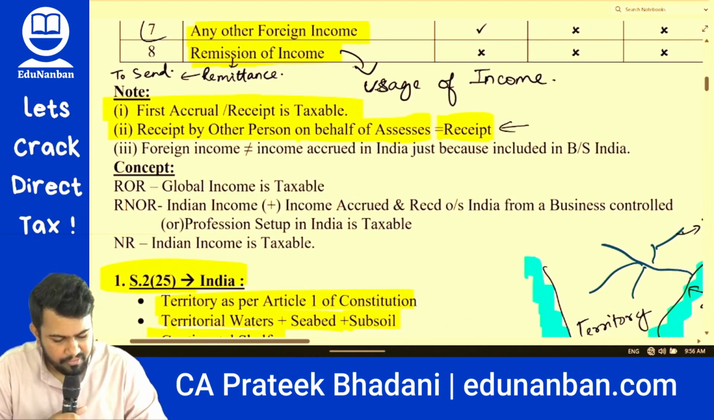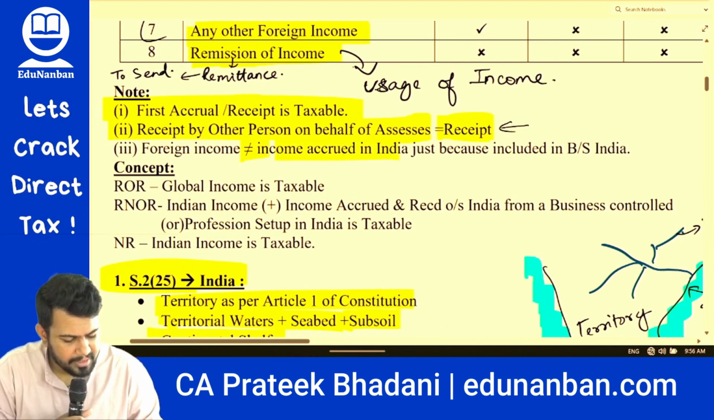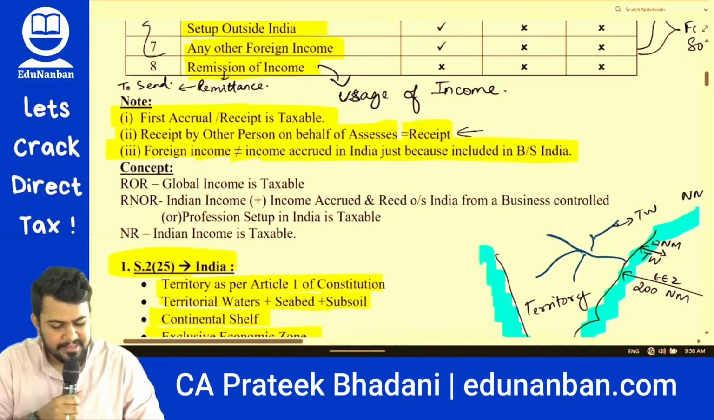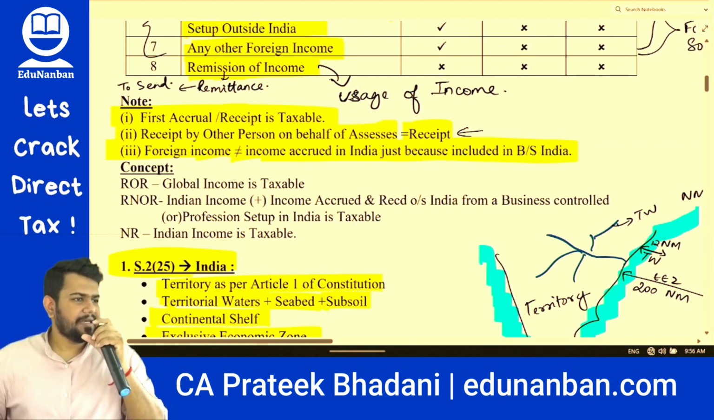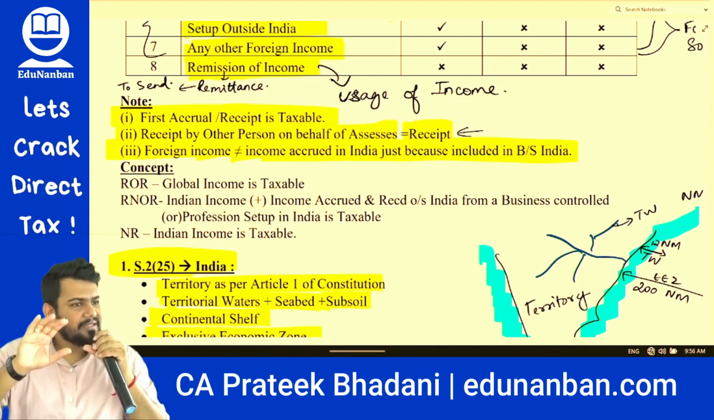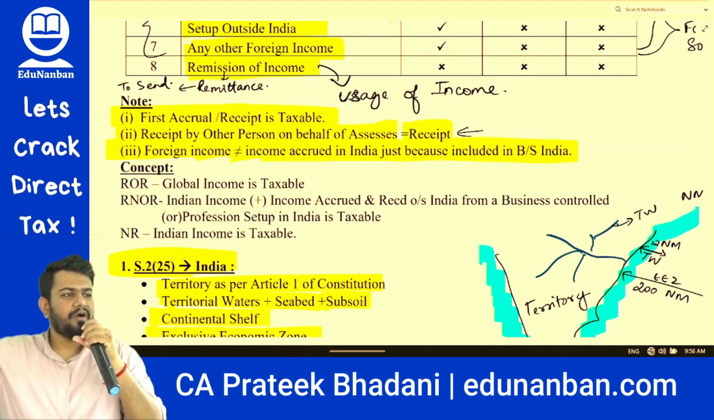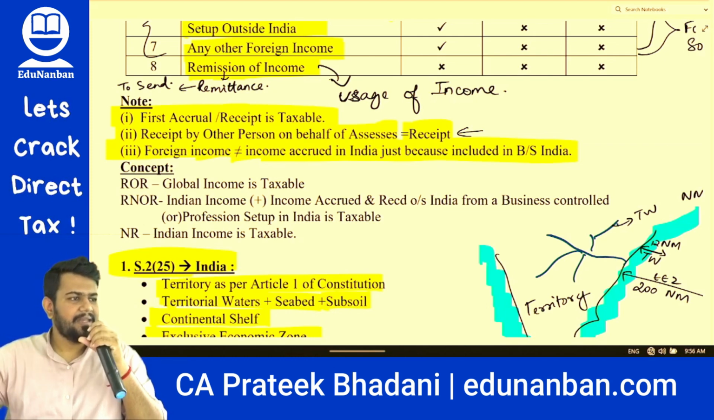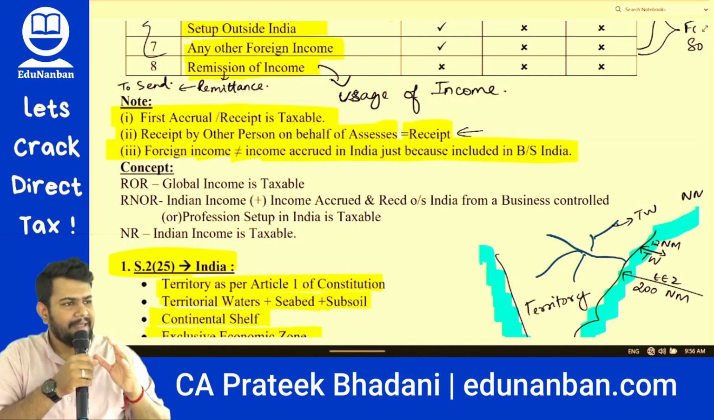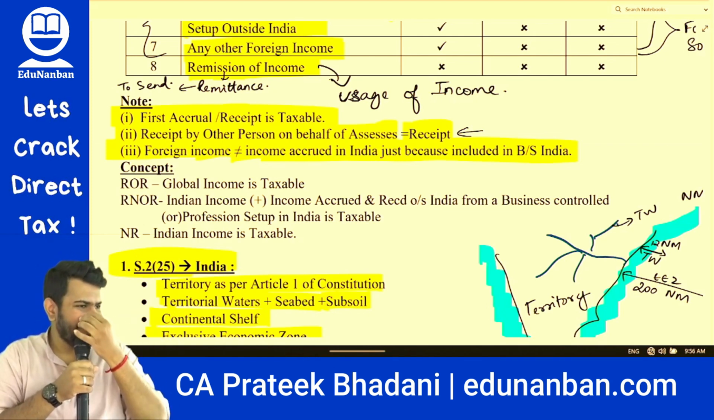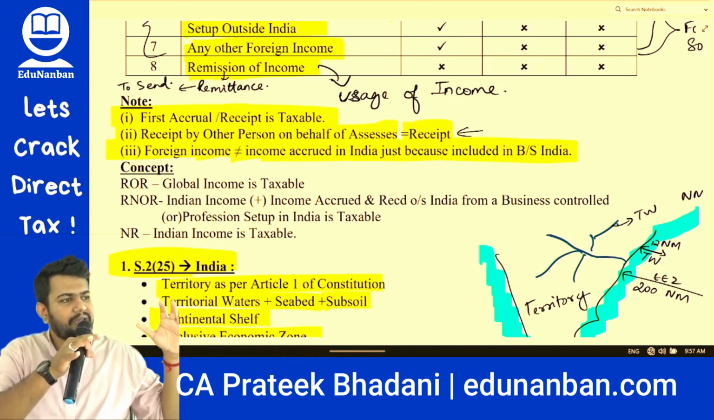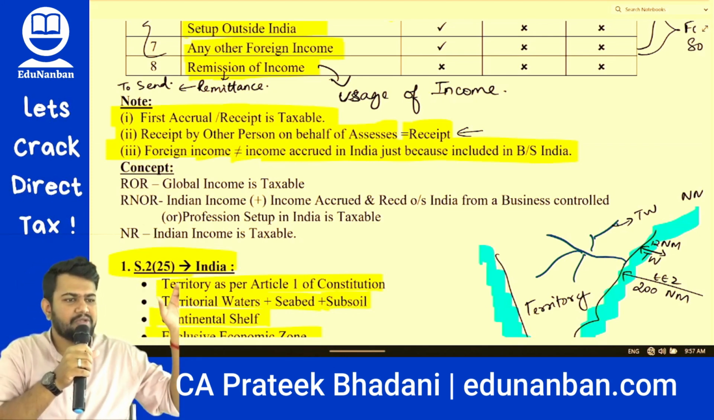Next, foreign income is not income accrued in India just because it is included in a balance sheet in India. Listen very carefully. Sometimes what happens is foreign companies are required to make a balance sheet in India. In that balance sheet, they should also include whatever foreign countries' balances are there. For example, if a company is in China as well as India, then in India they will have to submit their Indian balance sheet. They also have to submit their consolidated balance sheet. Consolidated balance sheet means it will contain India also, China also.